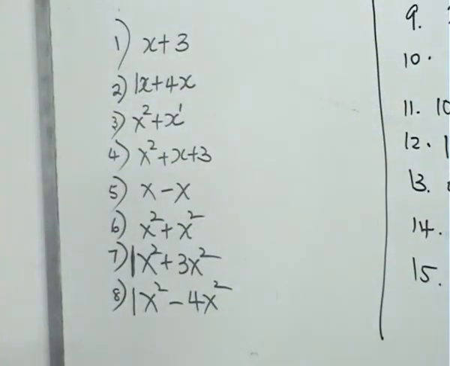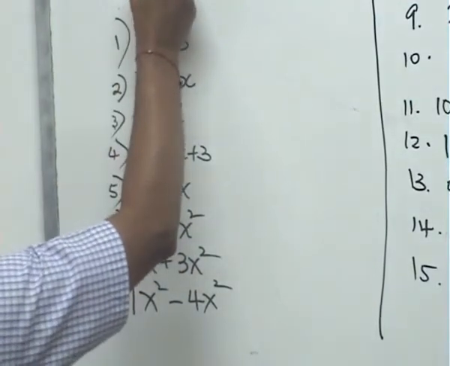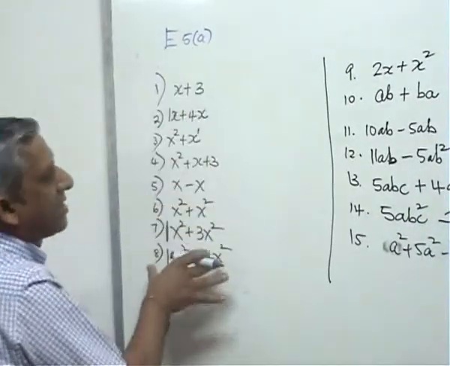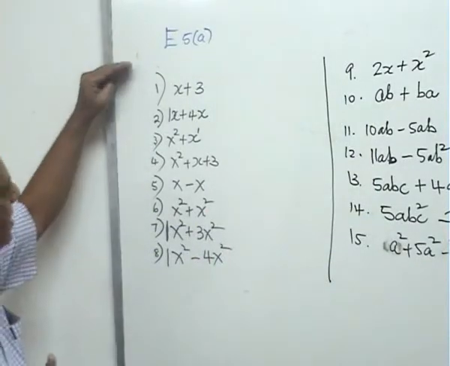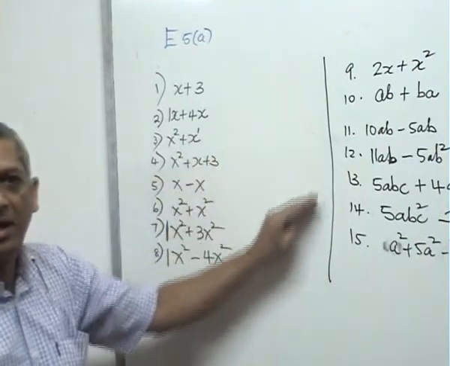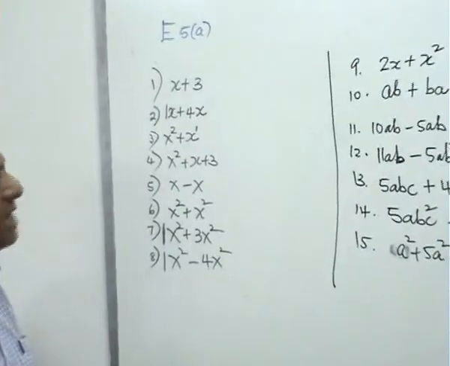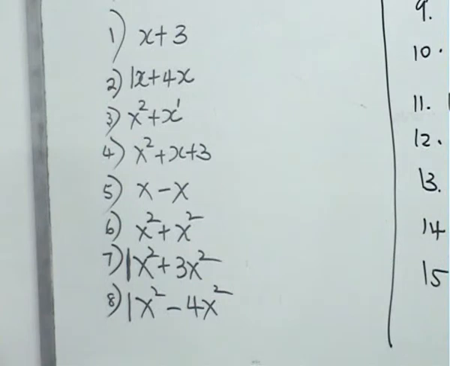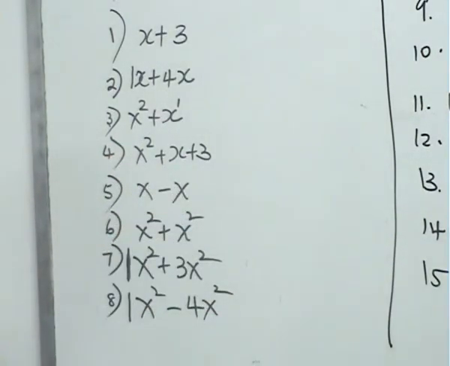Now I'm going to give this exercise a special name and call it exercise 5a. I'm just giving it a special name. It's exactly the same exercise that you finished just now. In exercise 5, you told me whether these were like or unlike. Now what you're going to do is go back to these examples and add or subtract if possible.